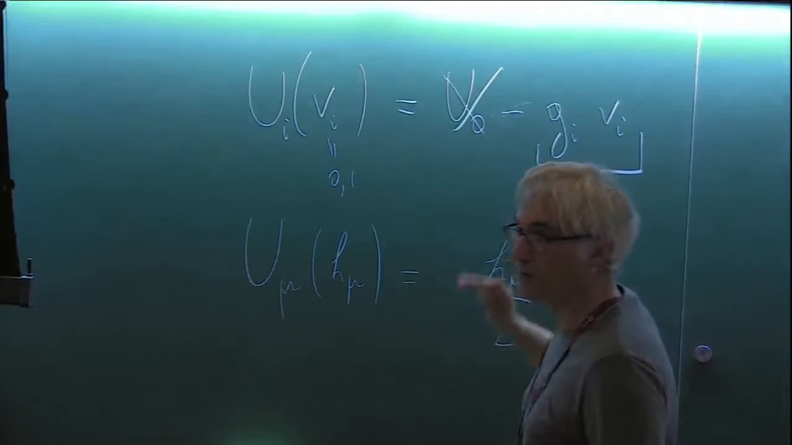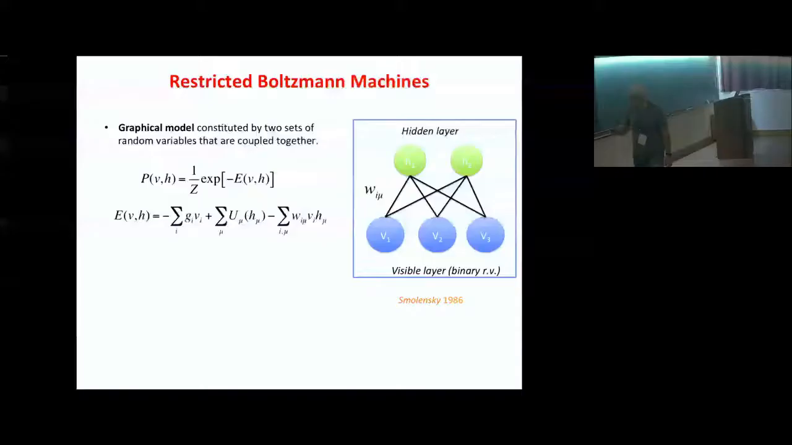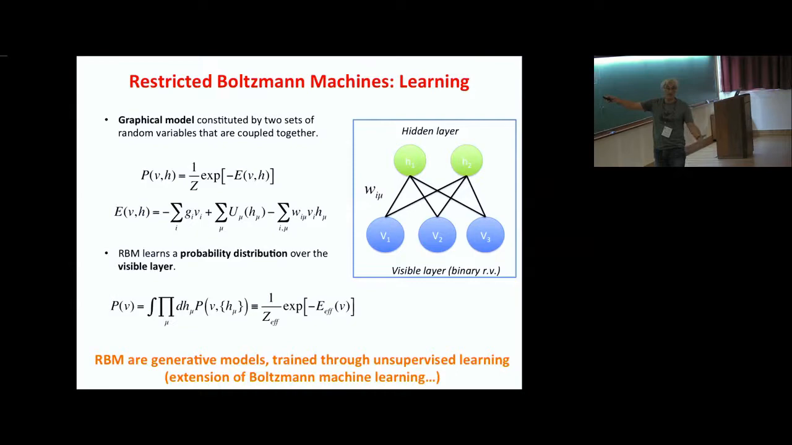But let's say it's a potential, right? And then you have couplings in between the VI and the H mu, and this is the usual couplings you can think of. WI mu will be this connection between hidden unit mu and visible unit I. Okay? So that's a machine. So the machine is this one. So this distribution defines completely the joint distribution, this thing.